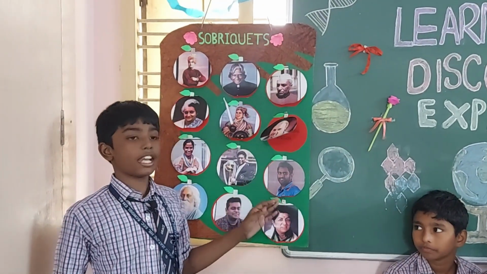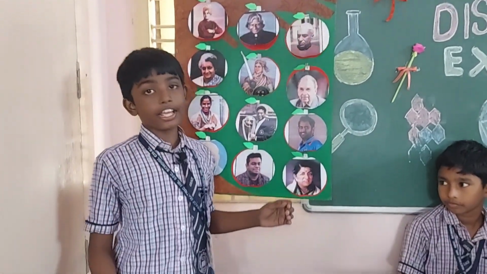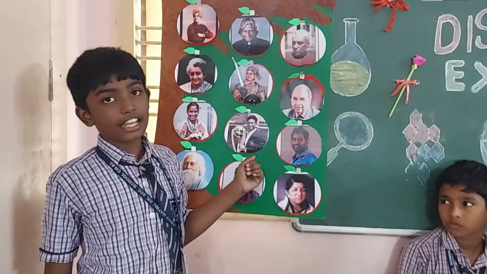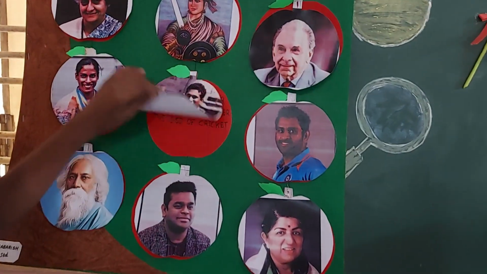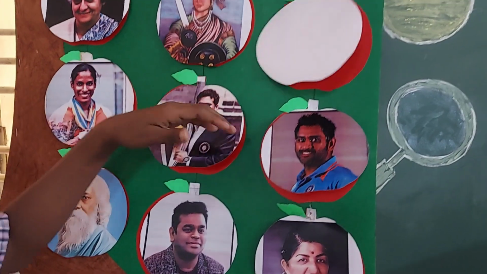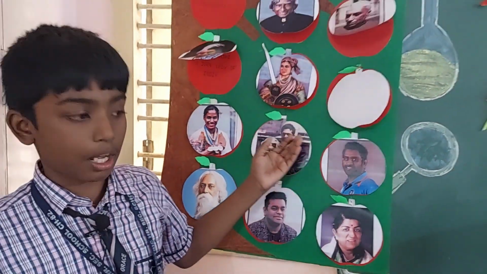I am going to explain about sobriquets or nicknames. It means informal names or phrases used to refer to something. For example, Sachin Tendulkar is otherwise called Master Blaster or God of Cricket. Here are some other personalities and their sobriquets.